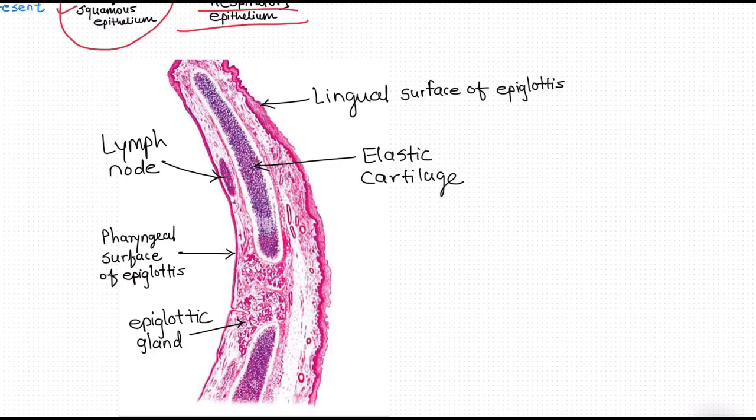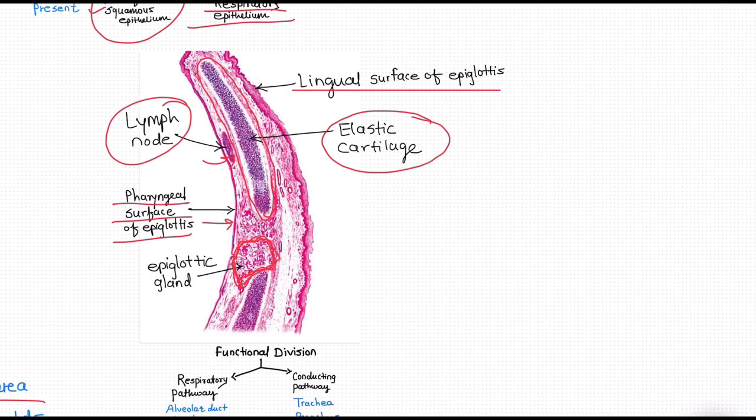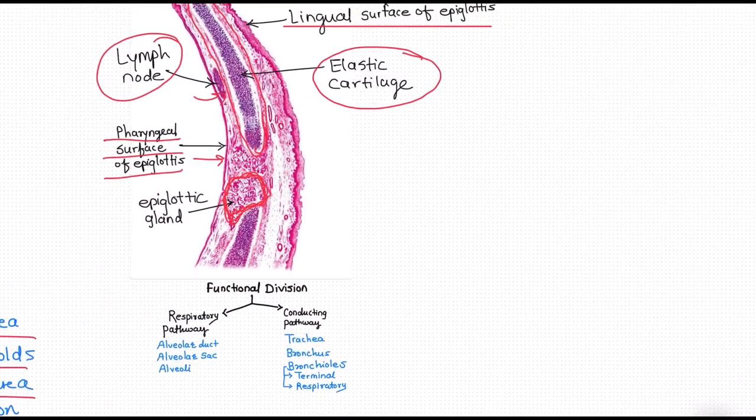Let's see, this is a histology slide of the epiglottis. This is the lingual surface of the epiglottis. Then elastic cartilage is present. This one is elastic cartilage, this blue thing. Then there is a lymph node and the pharyngeal surface of the epiglottis, this one. And epiglottic glands are present here. This pinkish bunch of cells shows the epiglottic glands. So, we have seen this division on the basis of structural classification.